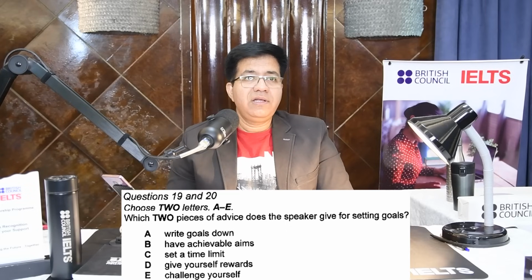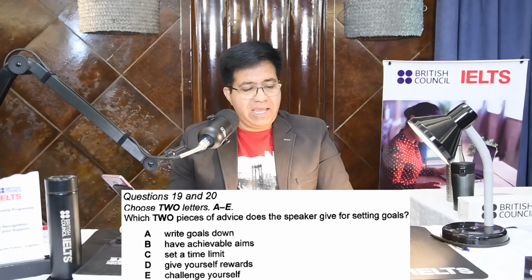Which option? Option B. To set manageable goals. Manageable means achievable. Okay? So have achievable aims or manageable goals which you can achieve.